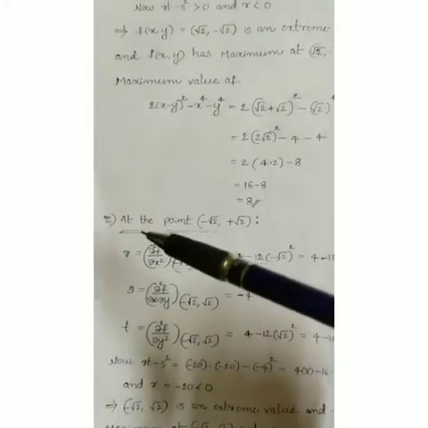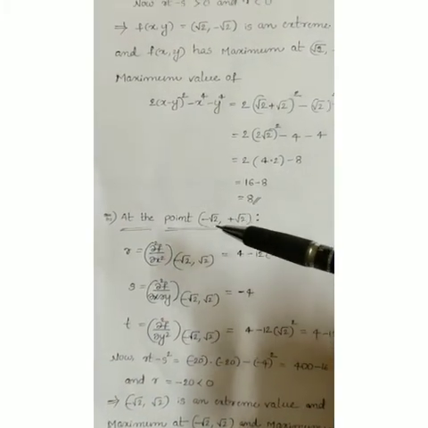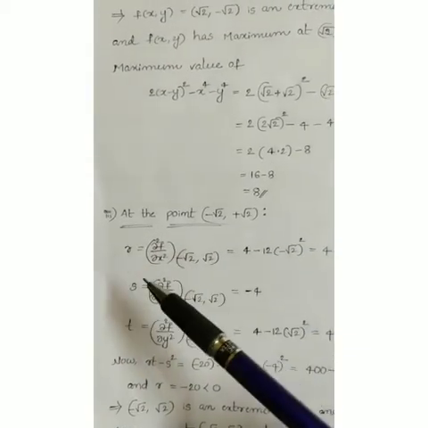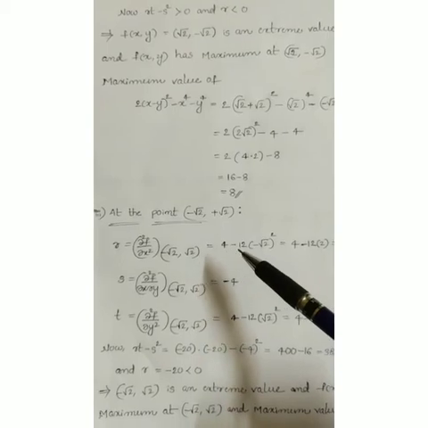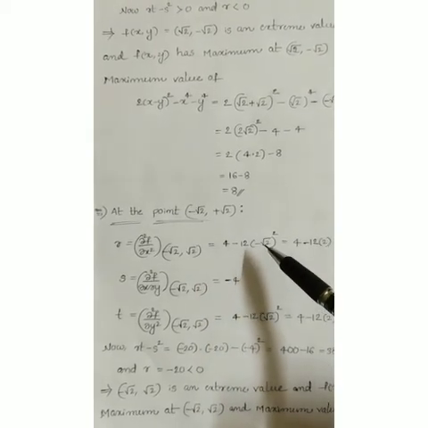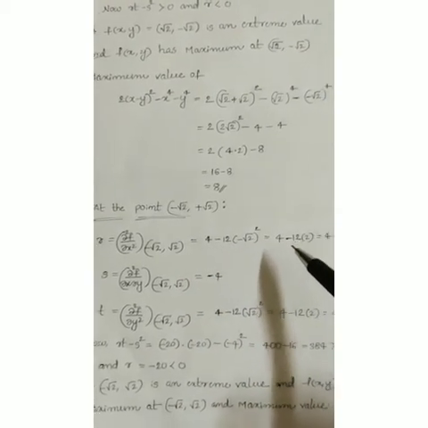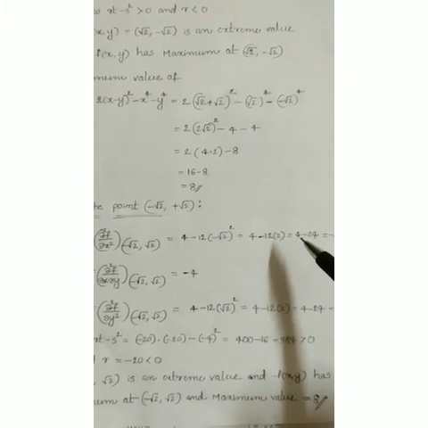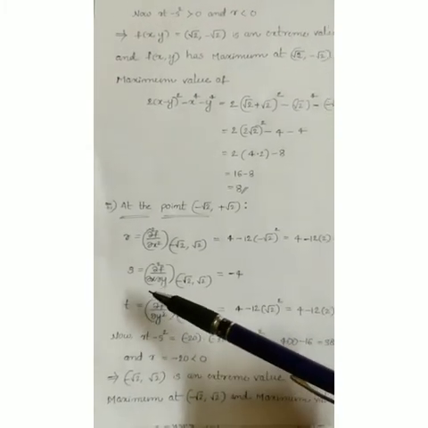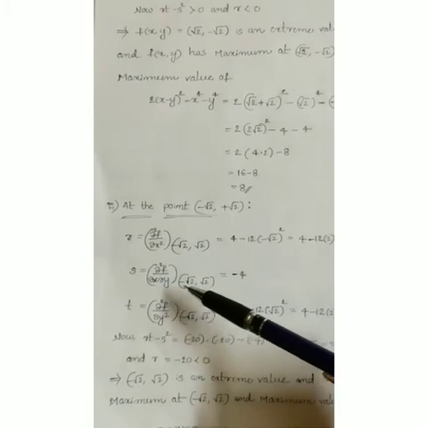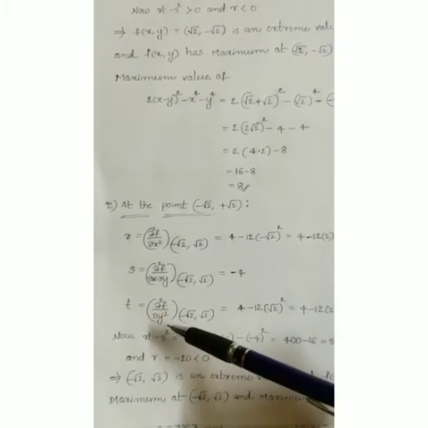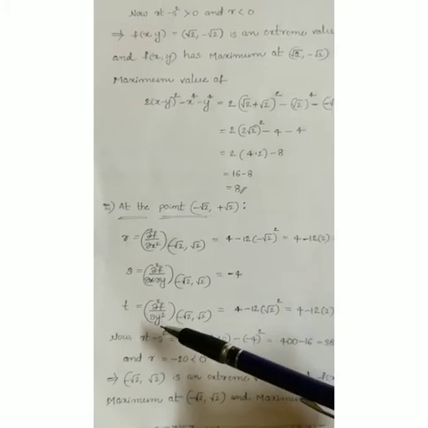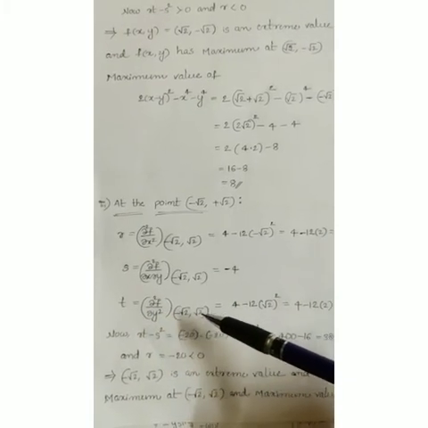And third point at the point minus root 2 comma plus root 2, r equal to dou square f by dou x square of minus root 2 comma root 2. 4 minus 12 into x square, that is minus root 2 whole square. 4 minus 12 into 2. 4 minus 24, that is minus 20. And s is equal to dou square f by dou x dou y of minus root 2 comma plus root 2, minus 4. And t equal to dou square f by dou y square of minus root 2 comma root 2.